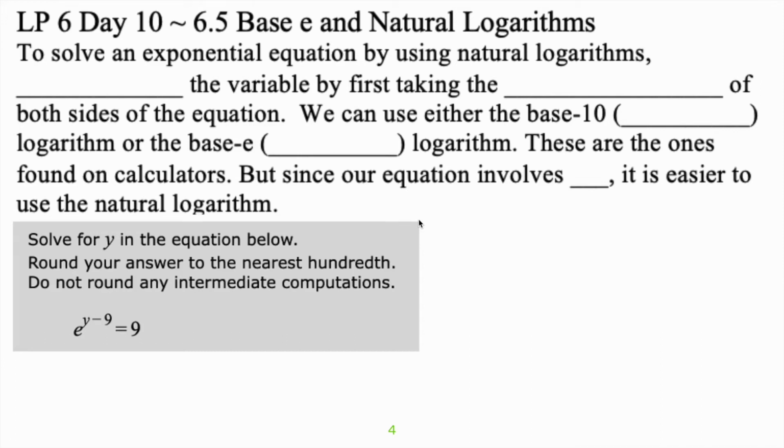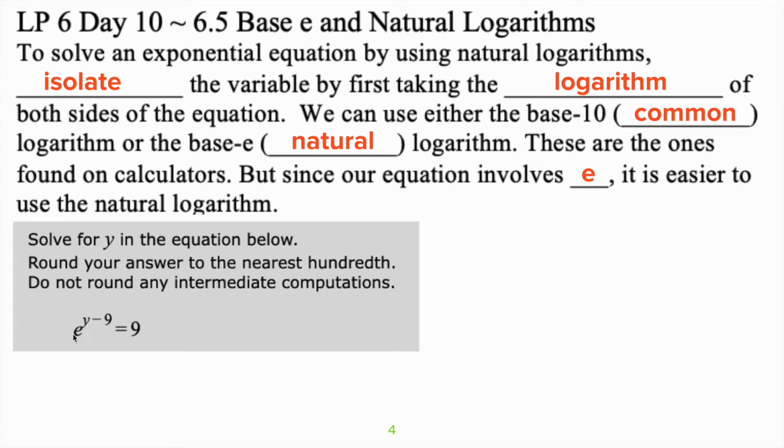All right, so we're going to continue talking about logarithms with base e, which is the natural log. To solve an exponential equation by using natural logarithms, isolate the variable by first taking the logarithm of both sides of the equation. We can use either base 10, which is the common logarithm, or base e, which is the natural logarithm. These are the ones found on calculators. But since our equation involves e, it is easier to use the natural logarithm. So let the equation that's given to you decide what you're going to be using. If you see e there, you're going with natural log.